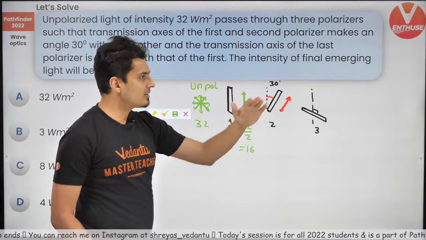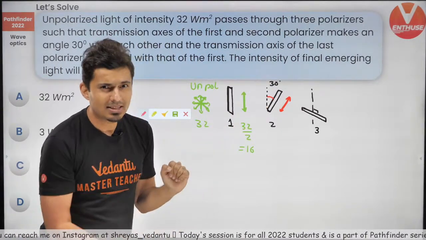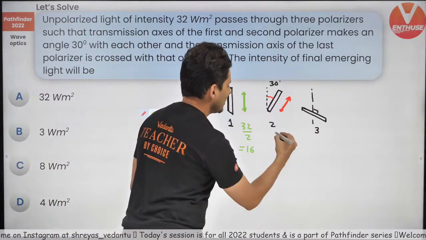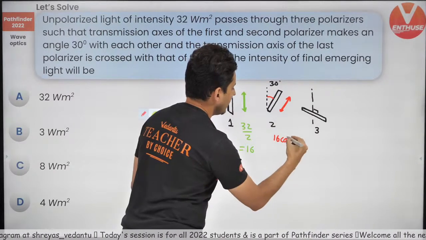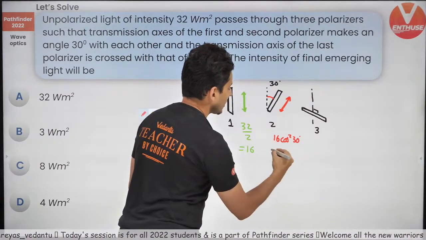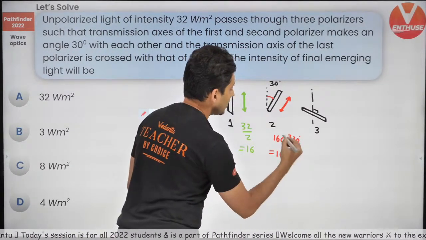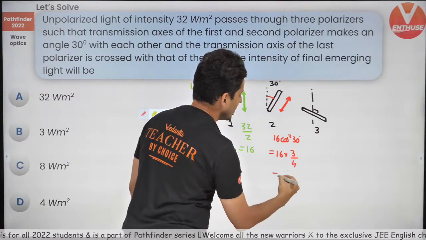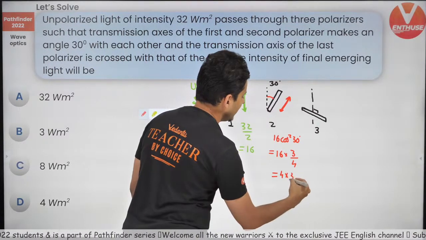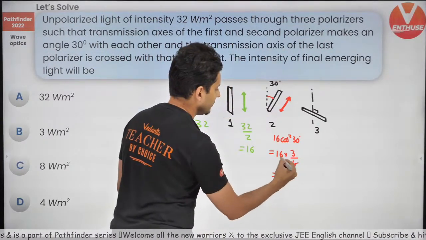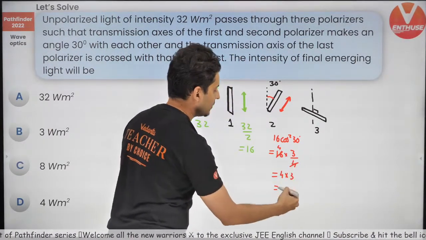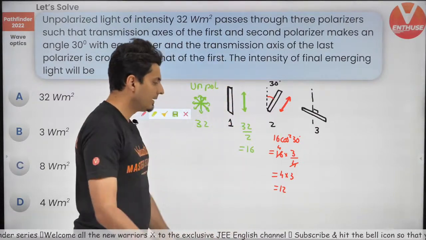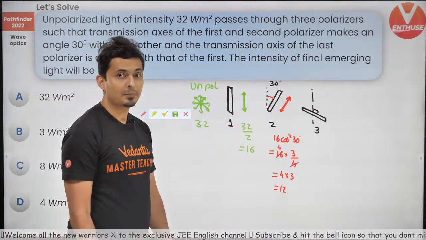Now only the cos 30 component will go, amplitude wise, intensity wise cos square. So it will be nothing but 16 cos square 30. How much is cos 30? Cos 30 is root 3 by 2. So square will be 3 by 4. So it will be nothing but 4 into 3, correct? Because this 4 and this 4 cancel. So 4 into 3, which is nothing but 12. That is what it will be over here.